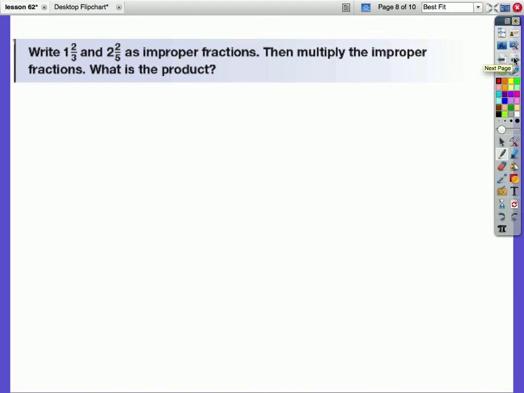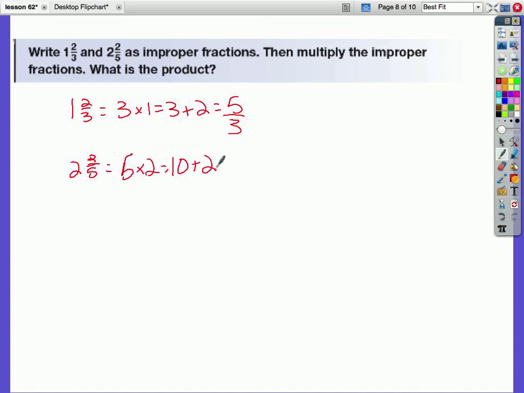So it says write 1 2/3 and 2 2/5 as improper fractions. Then multiply the improper fractions. What is the product? So I have 1 2/3 equals 3 times 1, which is 3, plus 2. So I get 5/3. 2 2/5: 5 times 2 is 10, plus 2, 12/5 here.